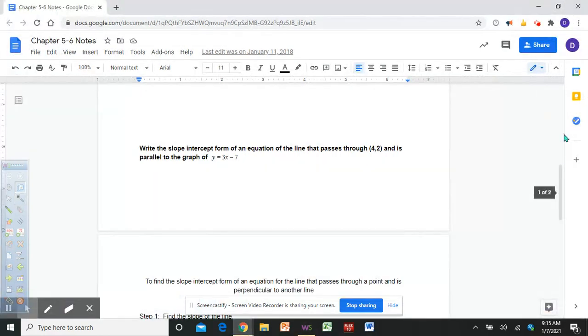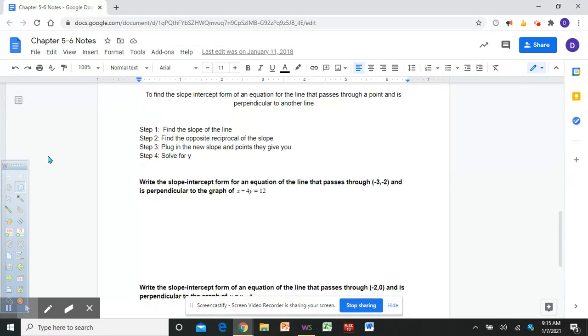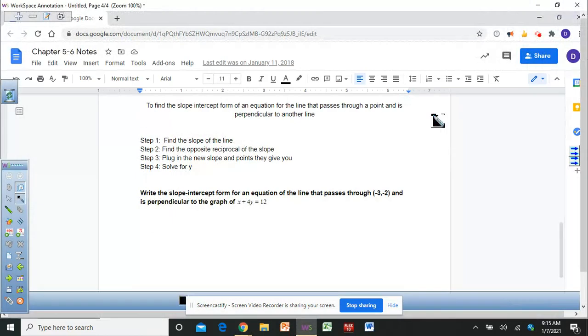Perpendicular is where things get a little different. So when we're working with a perpendicular line, we need two things. We need a new slope, and I'll show you how to get that in a second, and we need a point.